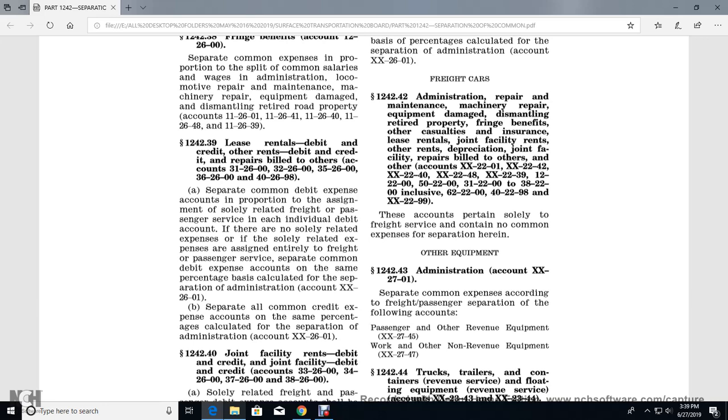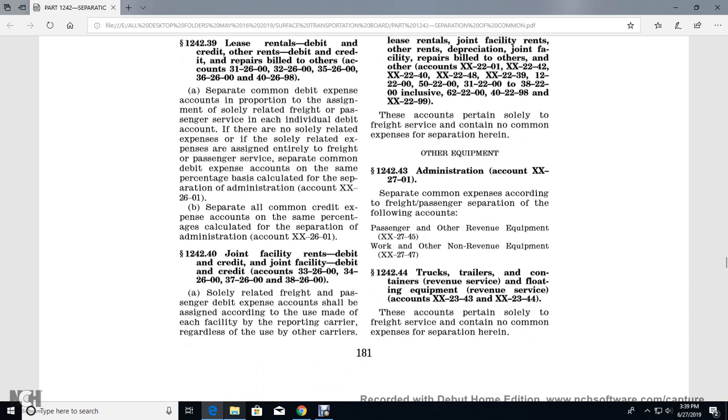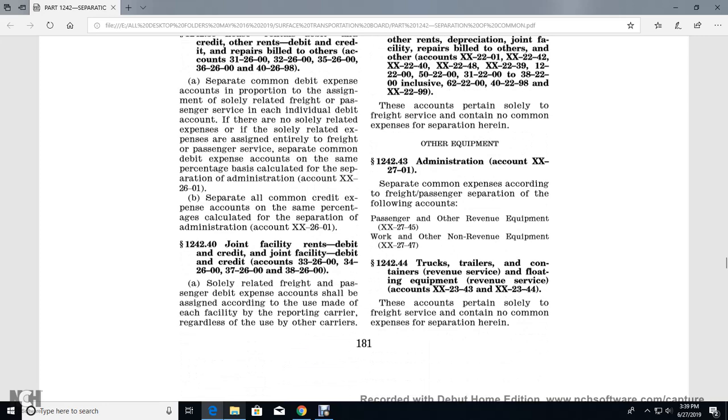Separate common and debit expense of the account with a proportional assignment with the solely related freight or passenger for the individual account. If there is no solely related expense, the solely related expense is assigned entirely to the freight or passenger subsidiary. The common expense account is calculated on the same percentage base as the separation of administrative accounts XX 2604, and separate all common credit expense of the account with the same percent as the calculated separation of administrator XX 2601.